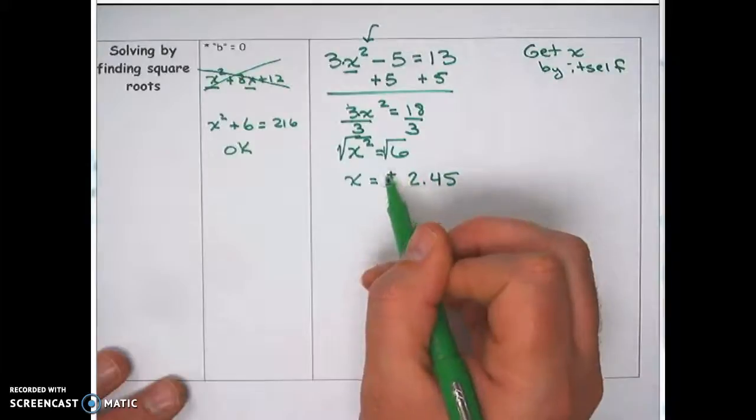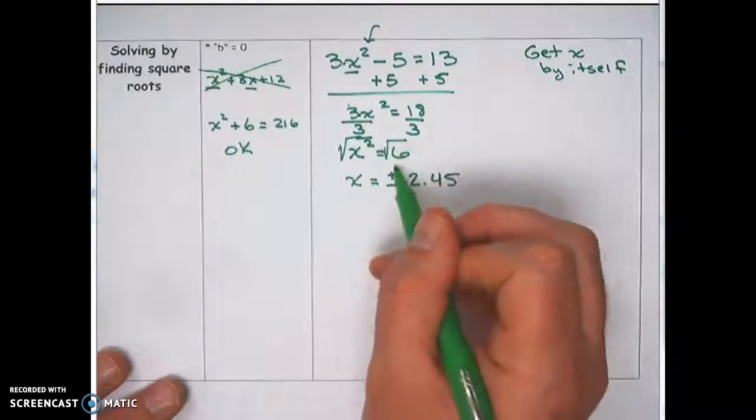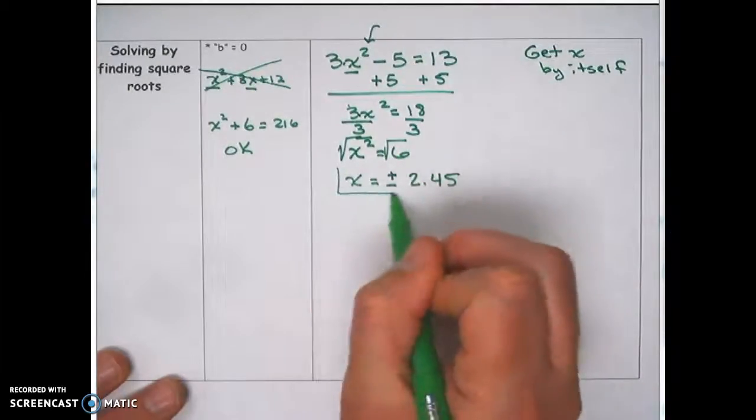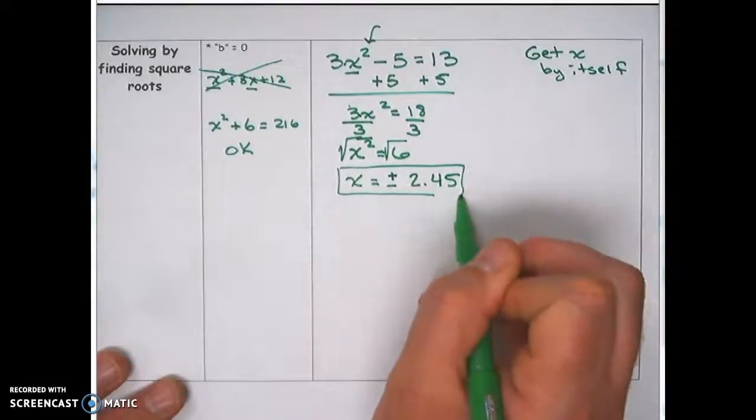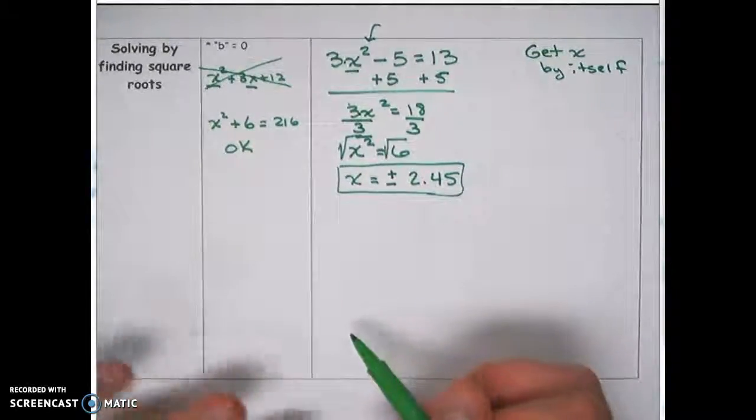So we have to put the plus minus after that square root sign. And so our answers are going to be a positive 2.45 or a negative 2.45.